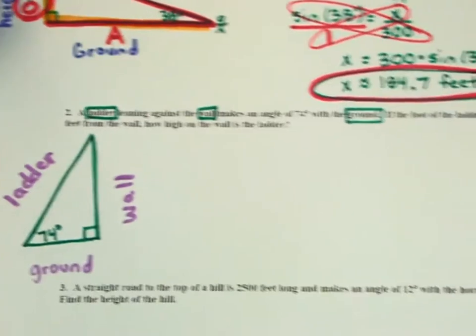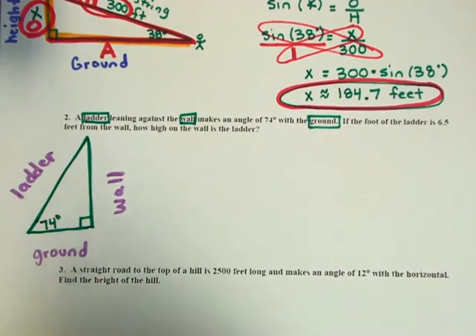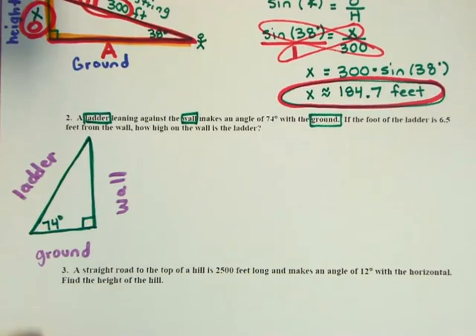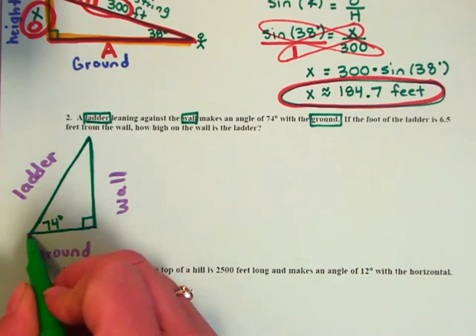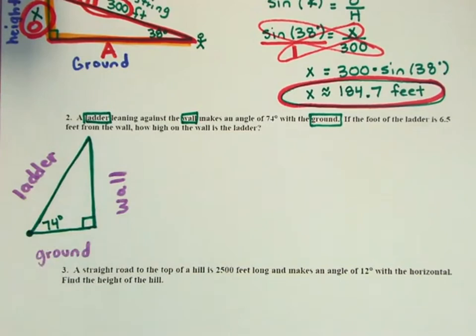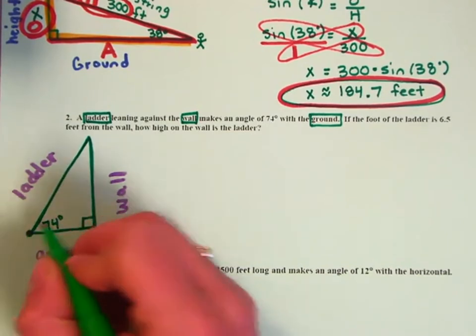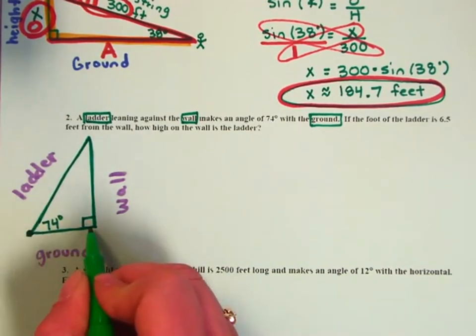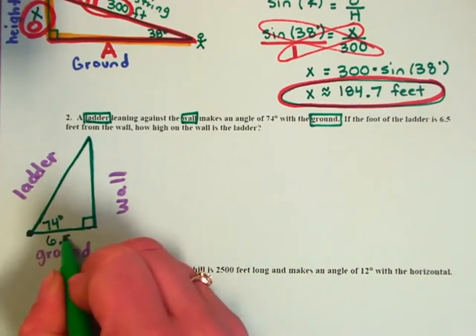If the foot of the ladder is 6.5 feet from the wall, the foot of the ladder is 6.5 feet from the wall. So which side is 6.5 feet? Which one? The bottom, the ground. The foot of the ladder is down here. The foot of the ladder is 6.5 feet from the wall. So 6.5 feet.